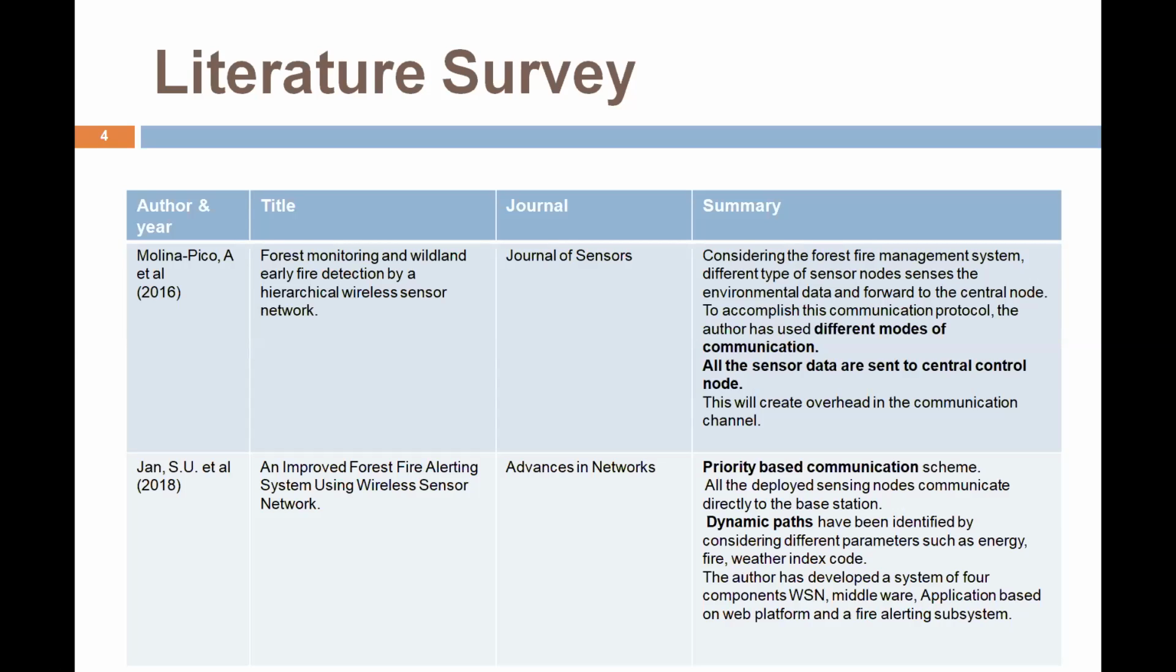The second literature survey is related to an improved forest fire alerting system. They framed a middleware-based application. They identify the locations in the forest network where the fire occurred.